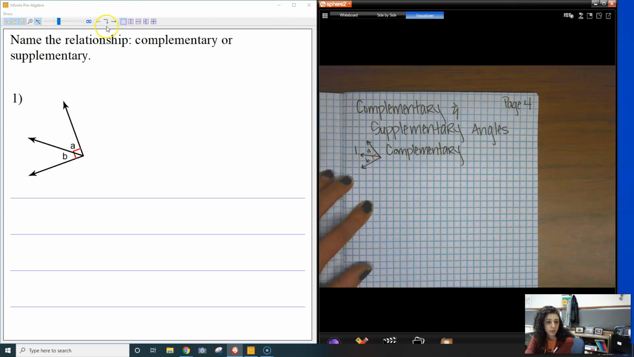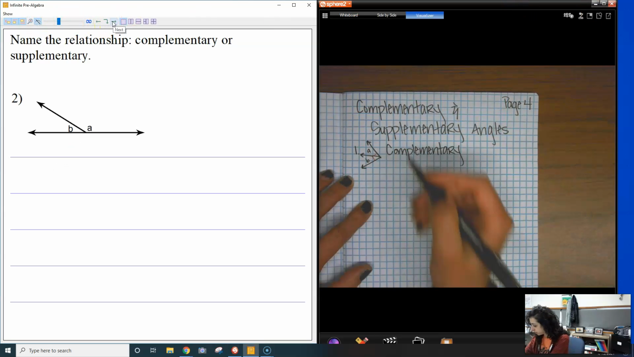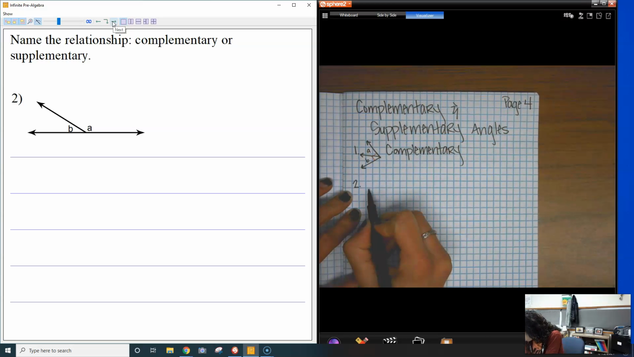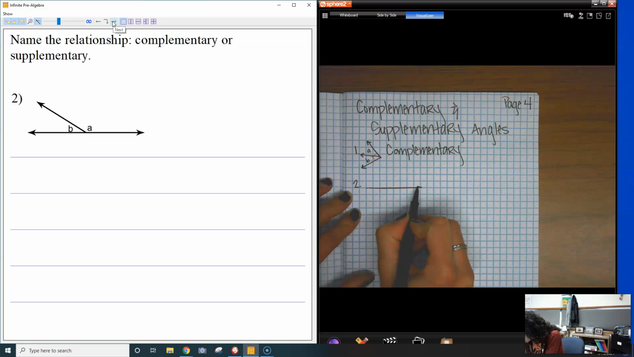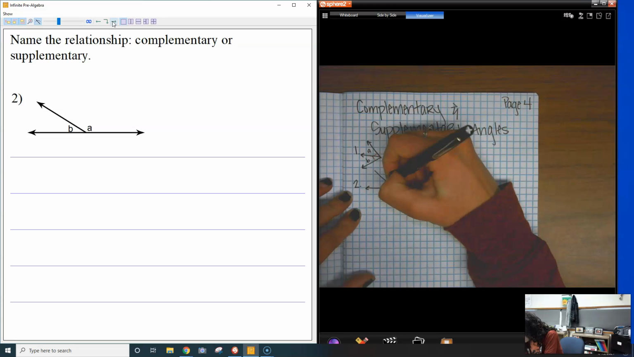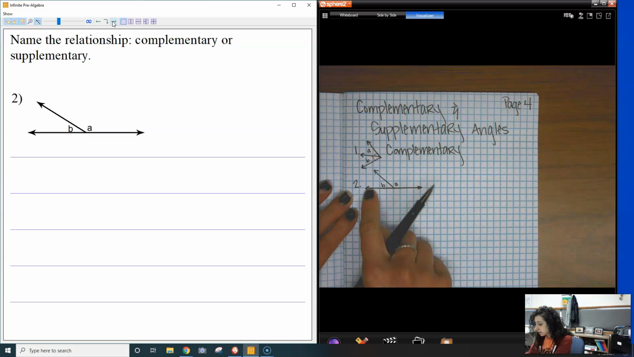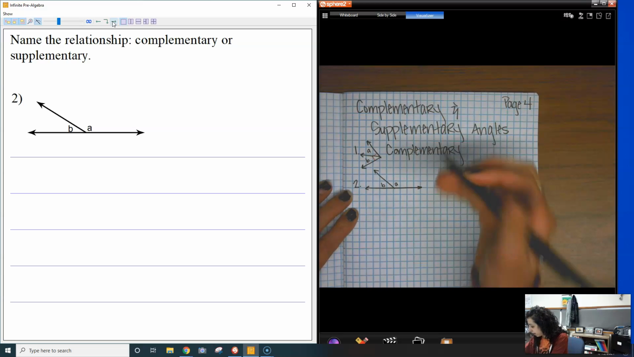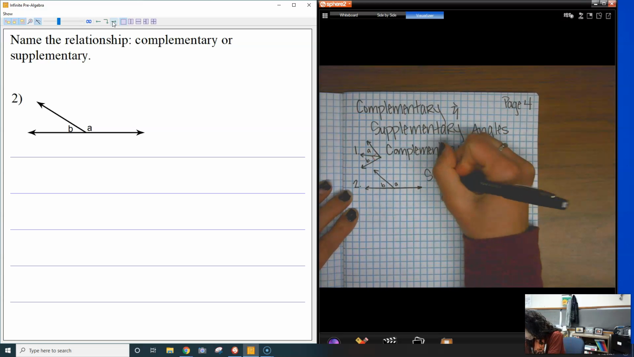Let's move on to number 2. Number 2 is the same type of question, but it's a different diagram. So it has a line that goes left and right, and a diagonal that comes up like this. This is labeled A, and this one is labeled B. And this makes a straight line. A straight line is 180 degrees, so a 180-degree angle would be supplementary.